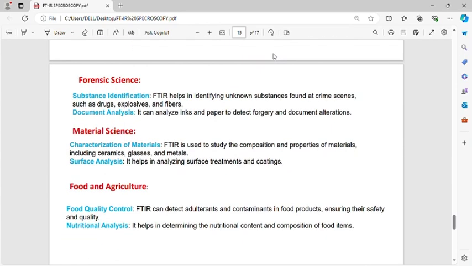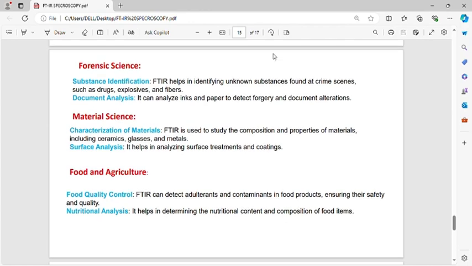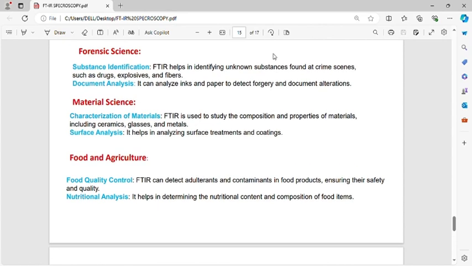Forensic sciences. Substance identification. FTIR helps in identifying unknown substances found at crime scenes, such as drugs, explosives, and fibers. Document analysis. It can analyze inks and paper to detect forgery and document alterations. Material science. Characterization of materials. FTIR is used to study the composition and properties of materials, including ceramics, glasses, and metals. Surface analysis. It helps analyze surface treatments and coatings.